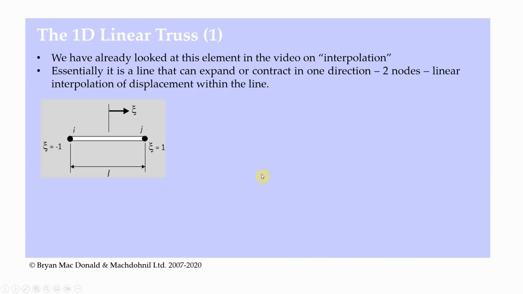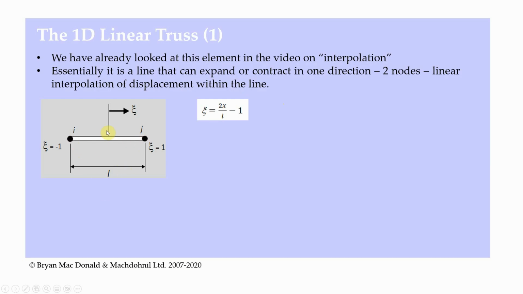We're going to start off by looking at a one-dimensional truss. We've already looked at this element in the video on interpolation, and essentially it's a line that can expand or contract in one direction. It has two nodes and a linear interpolation of displacement within that line. So here's our element. It's got two nodes, i and j.